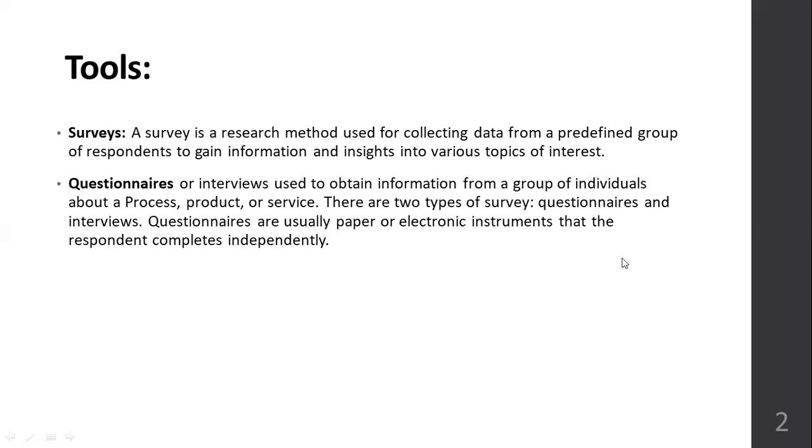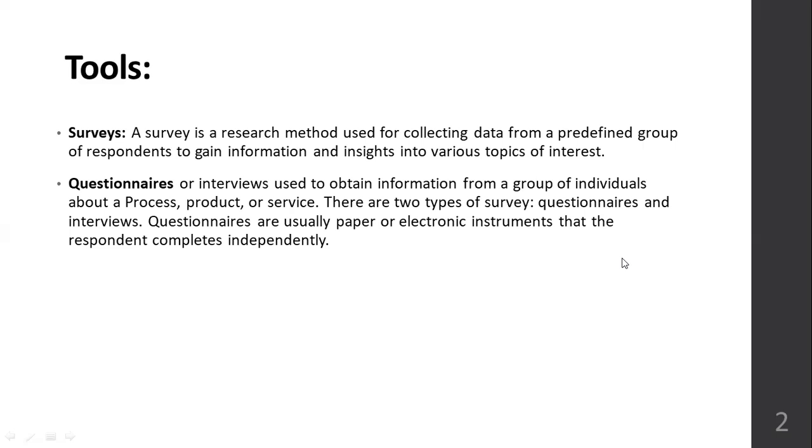Then, questionnaires are usually based on paper or even through interview methods. Questionnaires or interviews are used to obtain information on a group of individuals about a process, a product or service. So there are two types of surveys: questionnaire surveys and interview surveys.